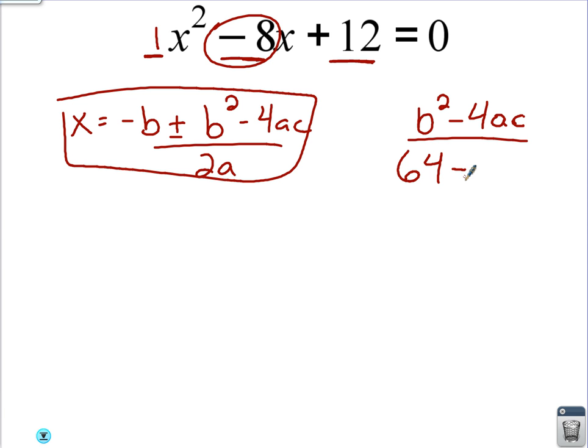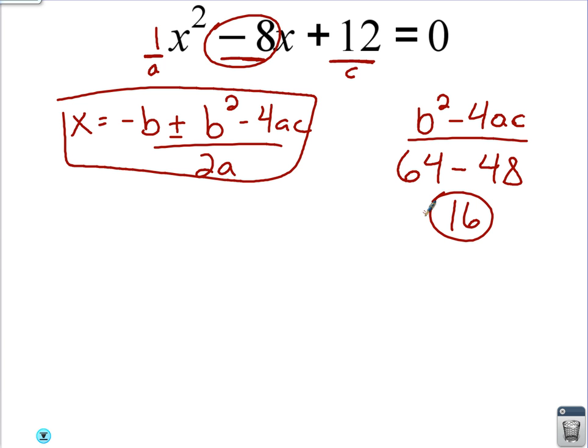Now I've got to do 4 times a times c. Stephen, 4 times a times c. A was 1, C was 12. 4 times 1 times 12. Stephen, what do you get? Not here. Vanessa, do you get it? Can you repeat that? 4 times 1 times 12. I got 48. 48. So we get 64 minus 48, which is 16. B squared minus 4ac is 16. We're not done. That's leading up to our answer.